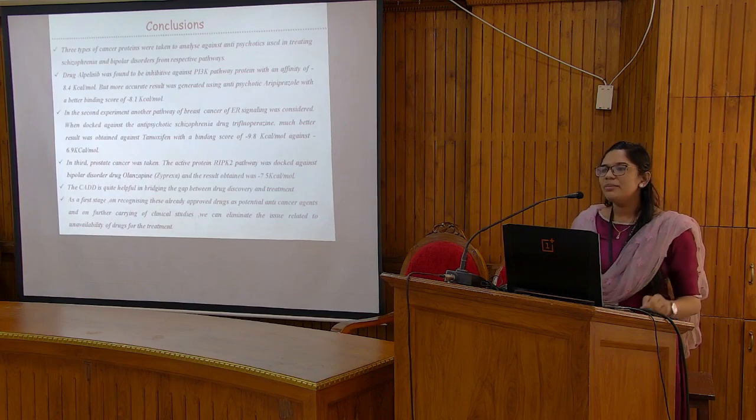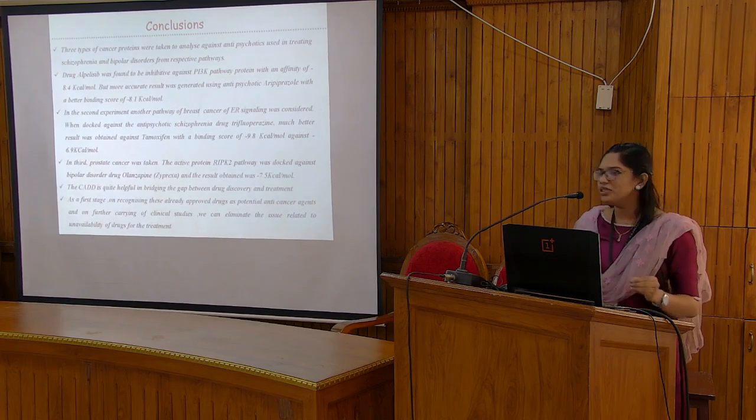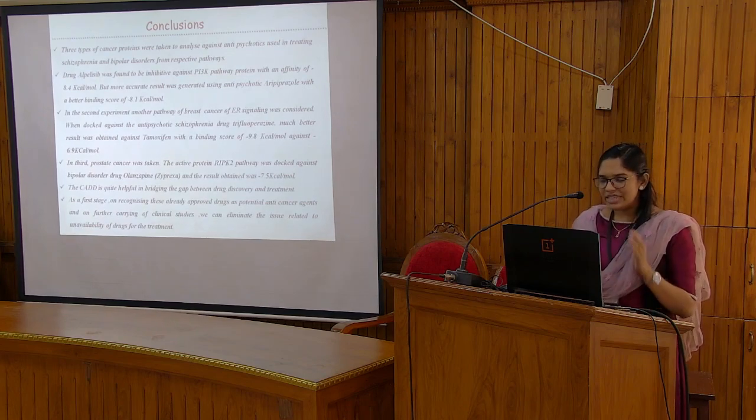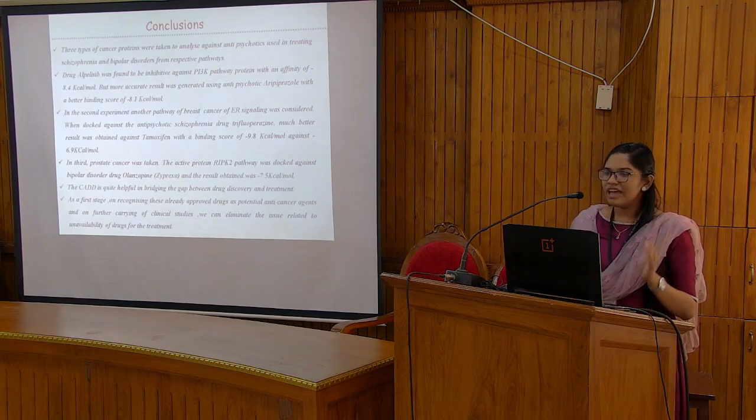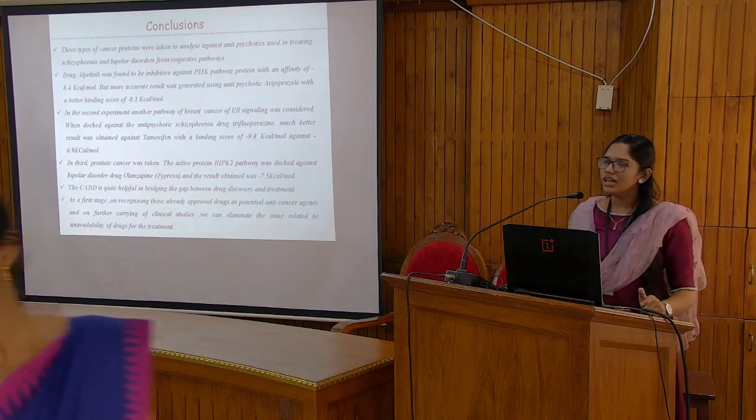A very common example I can give is aspirin. Aspirin is taken as an antipyretic to reduce body temperature. But the same aspirin is given to a patient who is having a heart attack. So it has multiple activities, and the same idea is being exploited in drug repurposing.